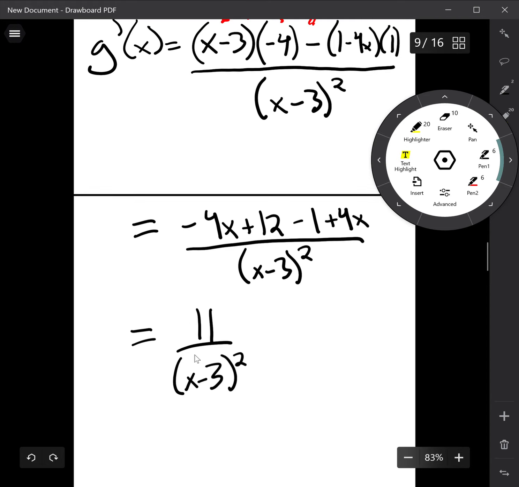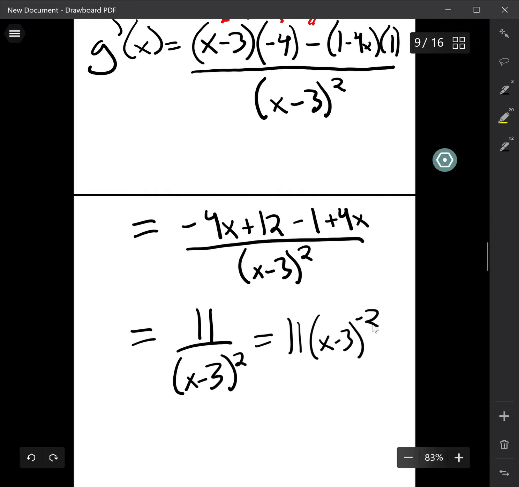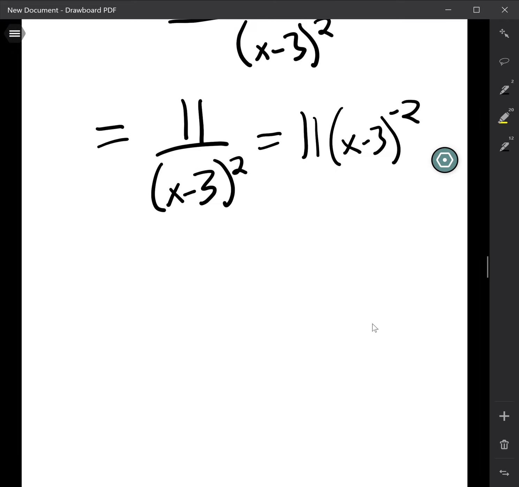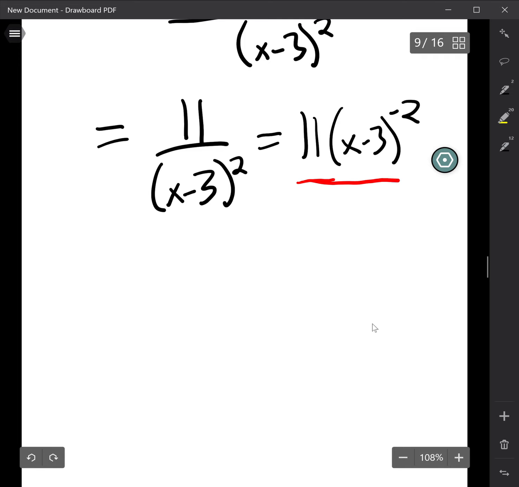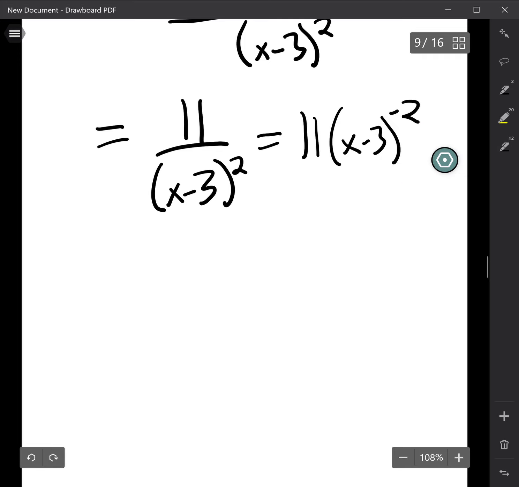Now, by the way, since we know we're going to be deriving this one more time, we could write this as 11 times (x minus 3) to the negative 2 power, thereby negating the quotient rule and making this a chain rule. That's why I didn't square it out. Because now ultimately, hey, this right here, that's something we can derive. And in fact, we're going to.